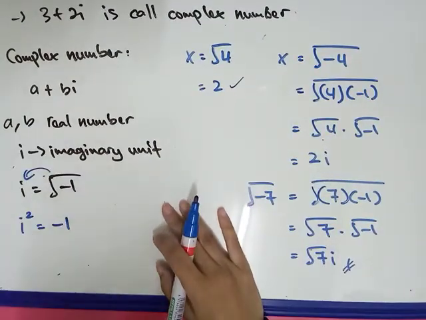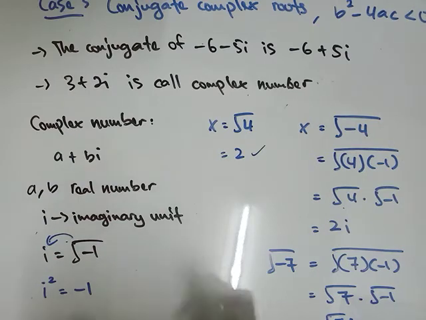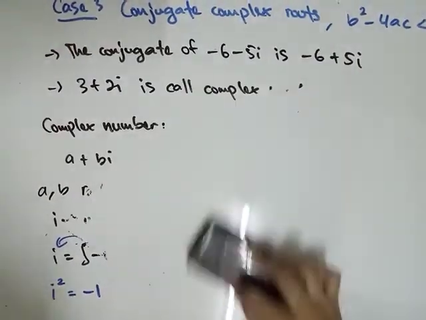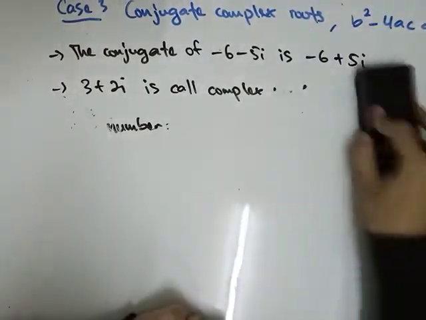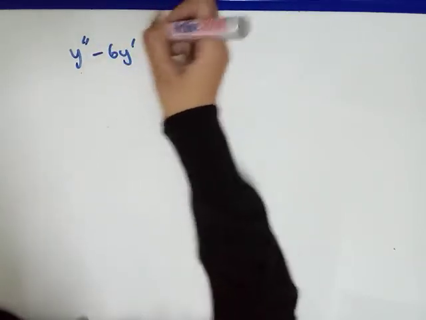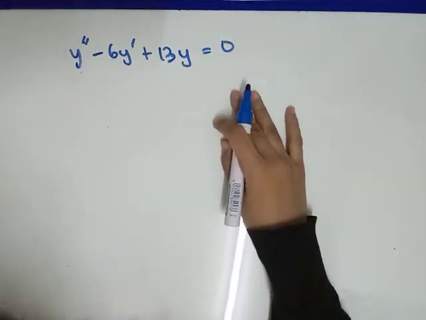So, sorry. Okay, so this is case 3. So look at example 4.3. Nak tunjuk contoh for case 3. Sorry, gelap. So example 4.3, we have y double prime minus 6y prime plus 13y equal 0.